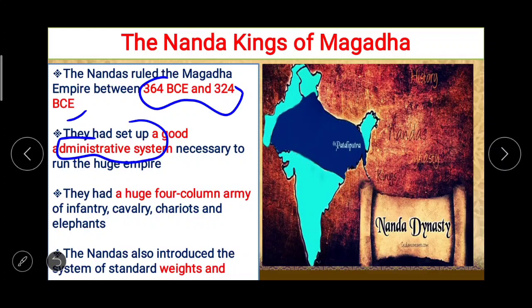They had a huge 4-column army, that is of infantry, cavalry, chariots and elephants. The Nandas also introduced the system of standard weights and measures. Today we have this system, but it was basically introduced during the rule of the Nanda kings. Here you can see in the map the Nanda dynasty.